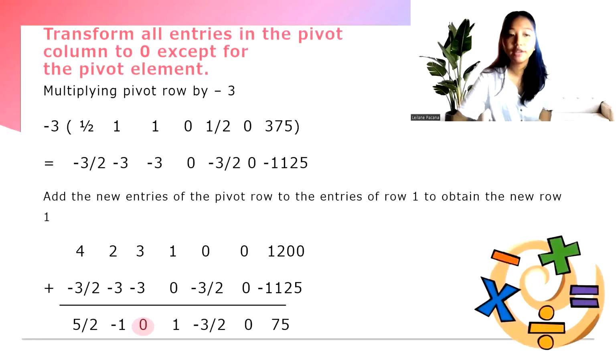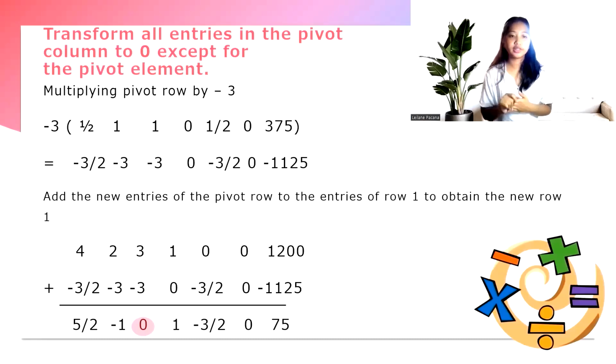So how do we do that? We have to multiply negative 3 to our pivot row. So negative 3 multiplied by 1/2, that is negative 3 over 2. Negative 3 times 1 is negative 3. Negative 3 times 1 is negative 3. Negative 3 times 0 is 0. Negative 3 times 1/2 is negative 3 over 2. Negative 3 times 0 is 0. Negative 3 times 375, that is negative 1,125.